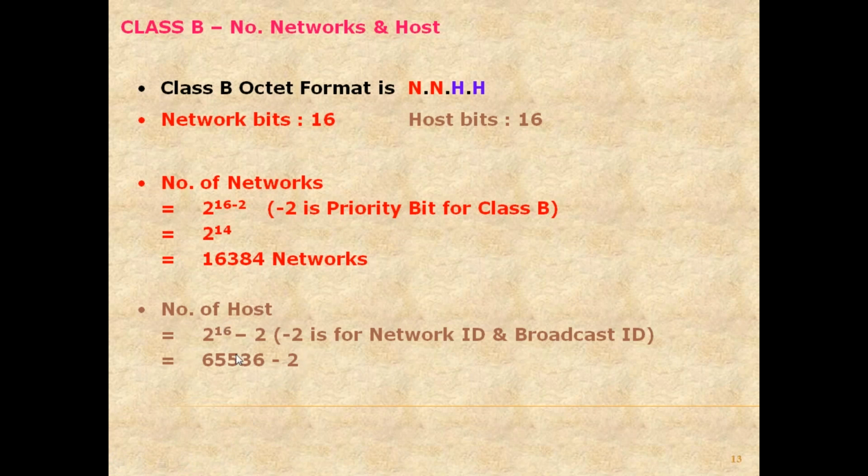We're not doing minus 2 here from 2 power 16. If you do minus 2 from the power 16, it will be 2 power 14 again. So we are not subtracting from the power value. We will do minus 2 from the answer that we get from the power value. So 2 power 16 is 65,536, minus 2 will be 65,534. So in class B, in total we got 16,384 networks, and in each network we got 65,534 IP addresses.